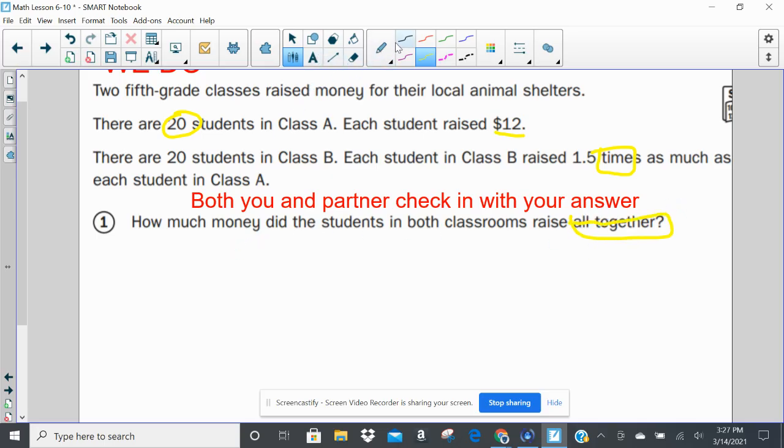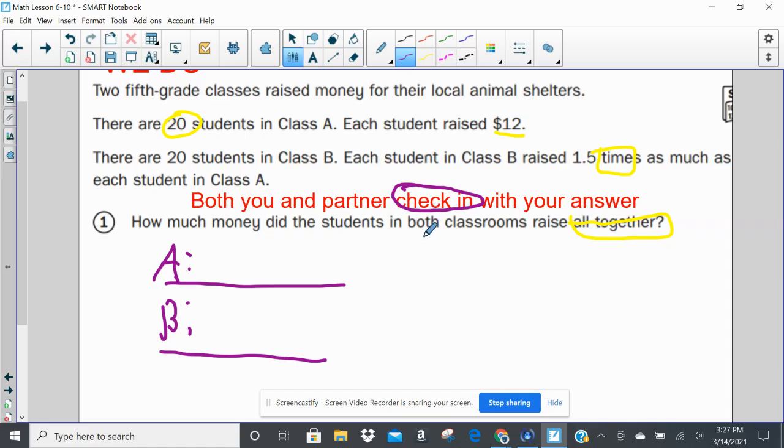So what I would do here is what I did before. We have Class A and Class B. What do you know about each? How many students are there? How much money did they raise? Go ahead and figure out how much they raised all together. And then check in with me when you are finished with that problem, and I'll tell you if you got it correct or not, or if you need to make any changes.